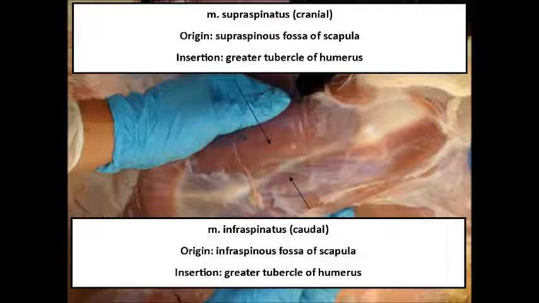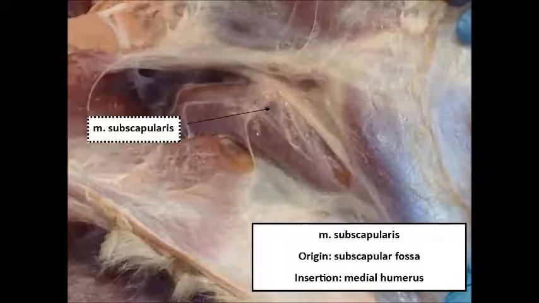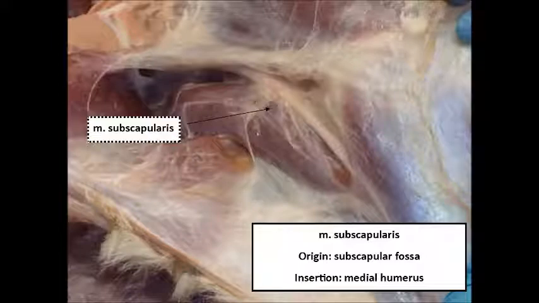The infraspinatus muscle originates in the infraspinous fossa of the scapula and inserts in the greater tubercle of the humerus. This allows for the shoulder to flex. Remembering where the supraspinatus and the infraspinatus are located on the scapula can be somewhat confusing, so one way to remember it is that the supraspinatus is superior to the infraspinatus and is therefore located on the cranial side of the scapula. The subscapularis muscle originates in the subscapular fossa and inserts in the medial humerus, allowing shoulder stabilization.